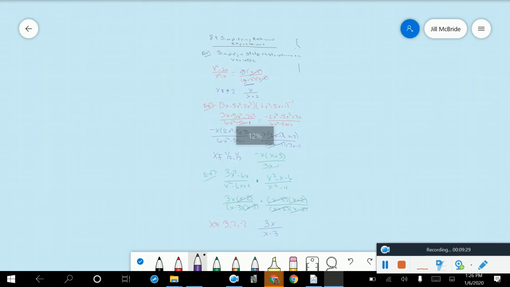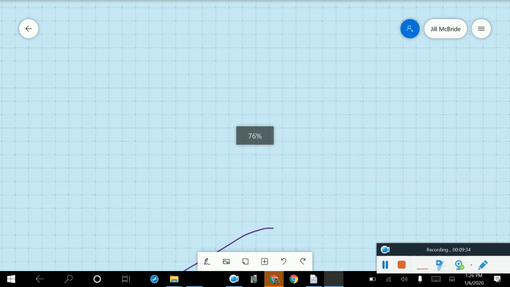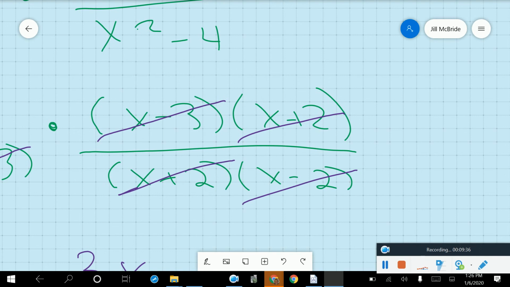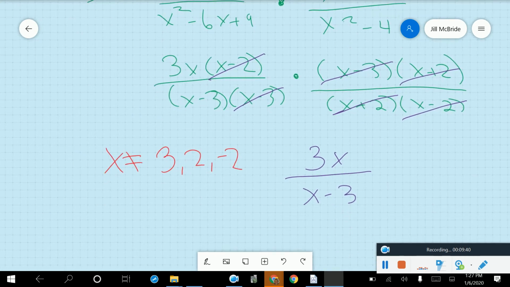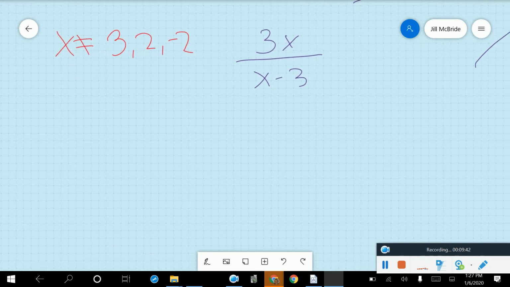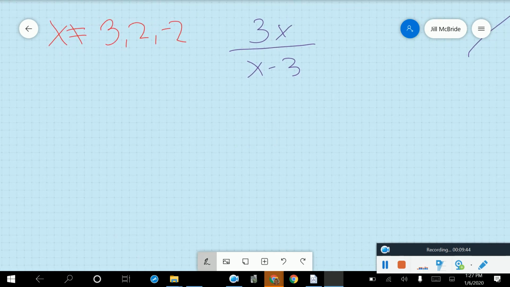Okay. Oh, I keep shrinking it down on accident. Come back. That's a little too big. There we go. Okay.